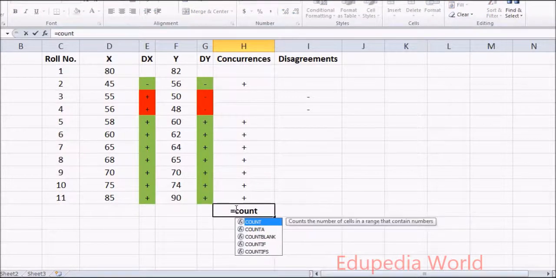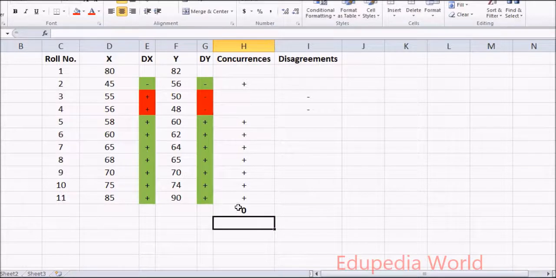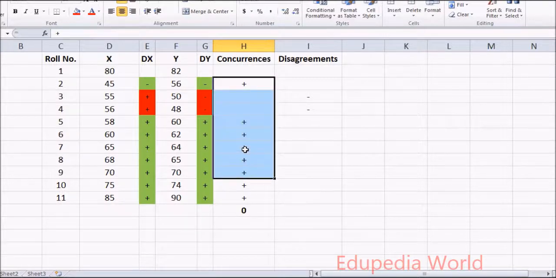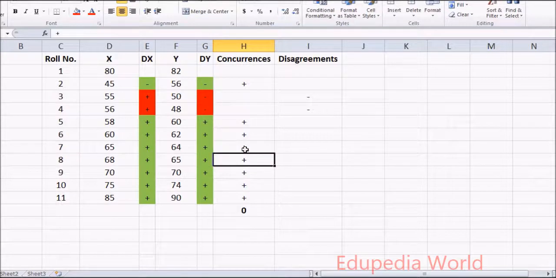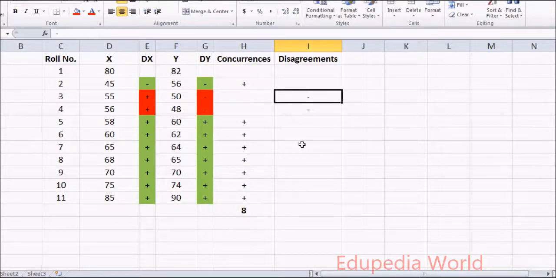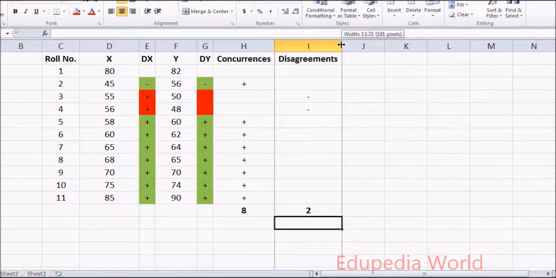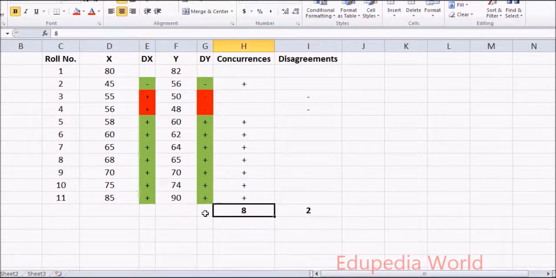Now counting the number of concurrences, we could use the function here, but it's not taking the sign into consideration. Never mind, we can just count it manually, and we see that there are totally 1 2 3 4 5 6 7 8 positive signs. So the total number of concurrences is 8, and the total number of disagreements is just 2. So 2 disagreements and 8 agreements or concurrences. This is now my value of C.